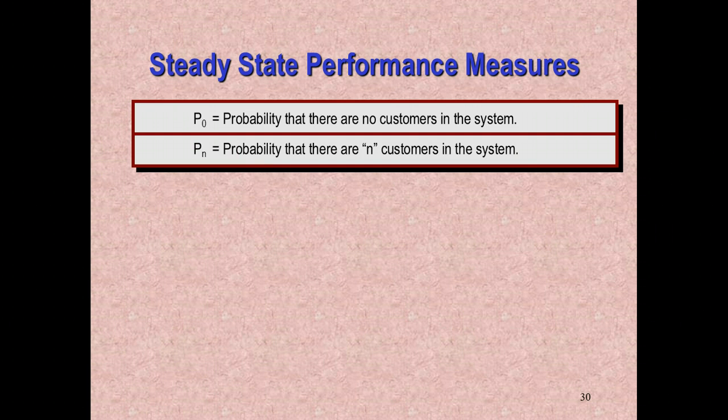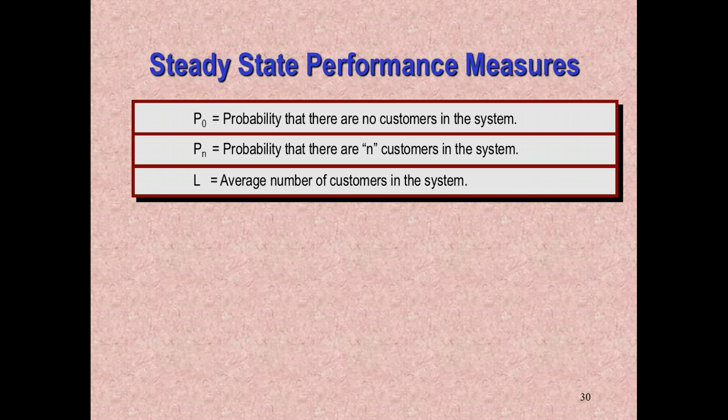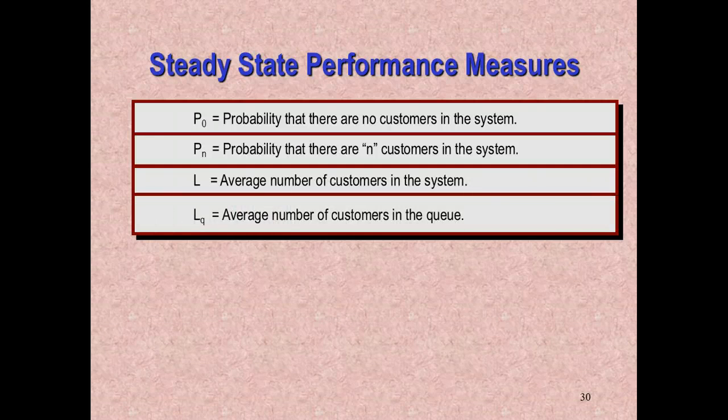P sub n is the probability that there are n customers in the system. So that n is a general thing. If it says P sub 1, it's the probability of 1 customer. P sub 2, the probability 2. P sub 3, the probability 3. You get the picture. L is the average number of customers in the system. So the average number of people that are waiting in line and being served combined, right? L sub Q is the average number of customers in the queue. So that is the average number of people in the waiting line itself.